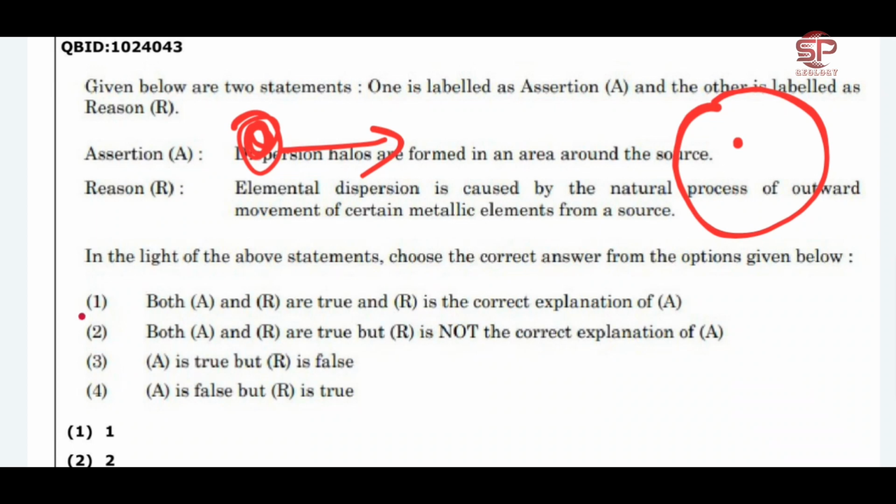So both A and R are true. In the dispersion halo, the metallic content will gradually decrease in that area. So a halo will form, then the element will disperse from that region towards a region where it will deposit.